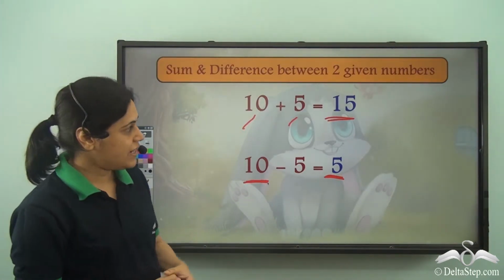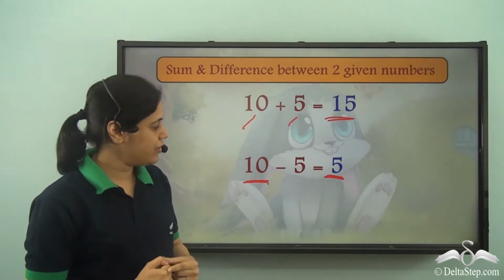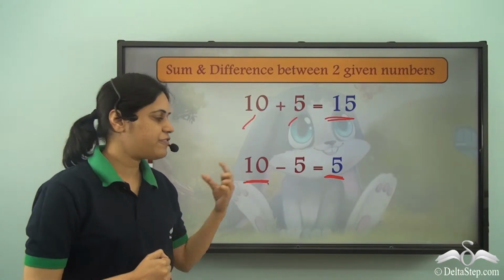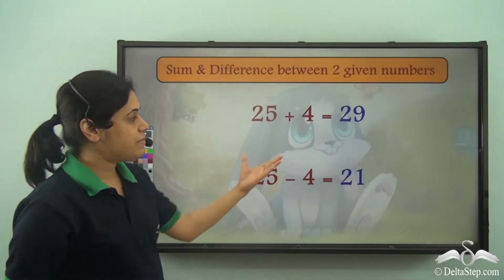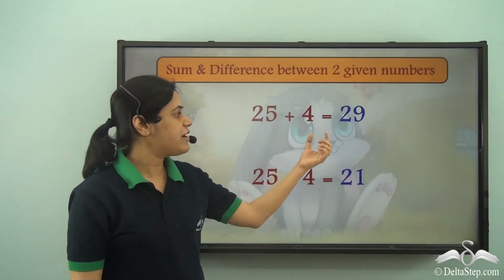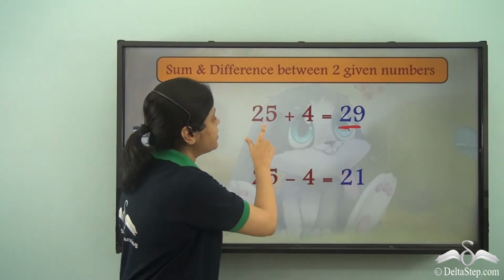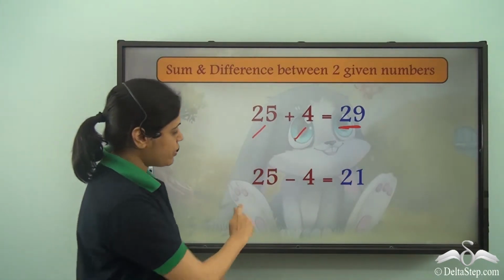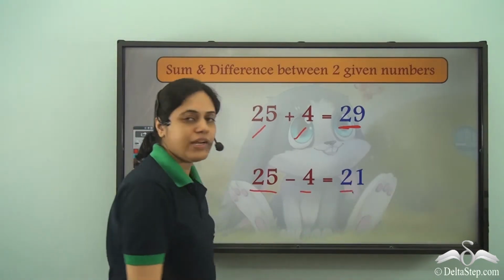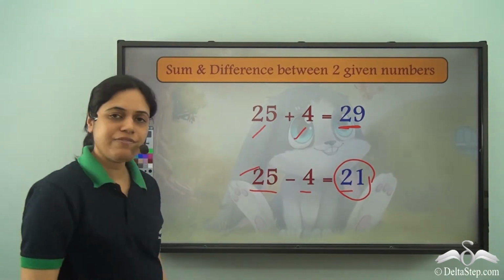So when we add, 15, that is the sum, is the largest number, and when we subtract, the first number is the largest number. Similarly, over here, we have 25 plus 4 is 29. So 29 is greater than 25 and greater than 4 as well. But 25 minus 4 is 21, and 21 is less than 25.